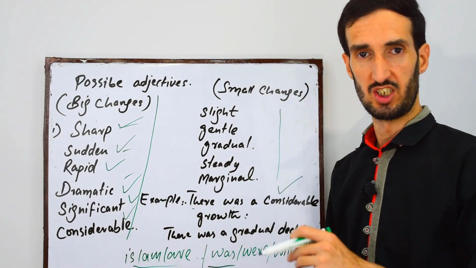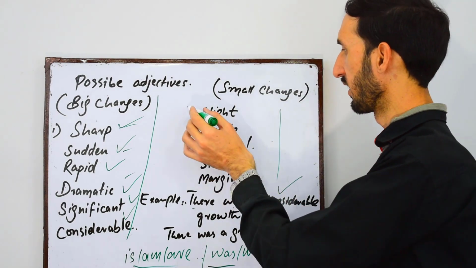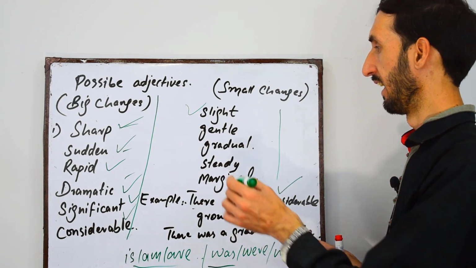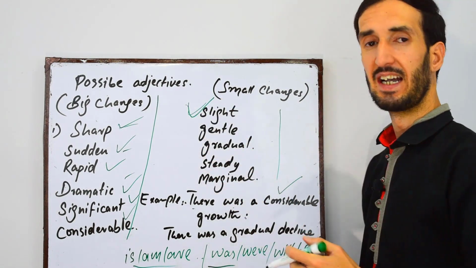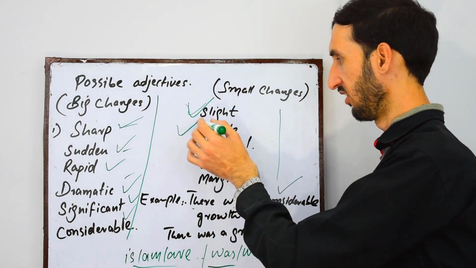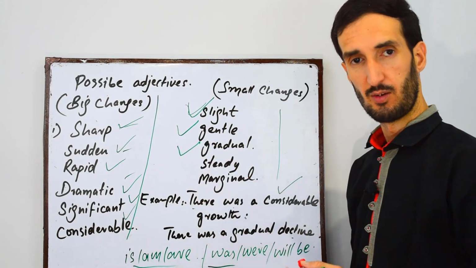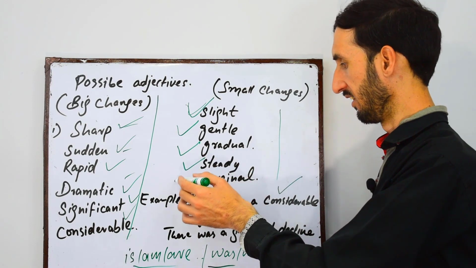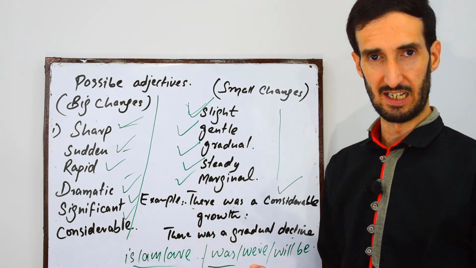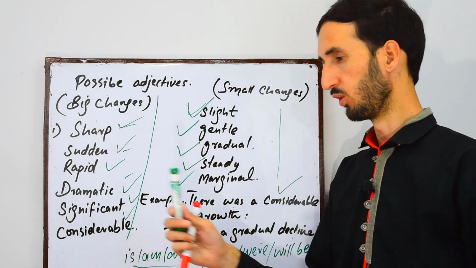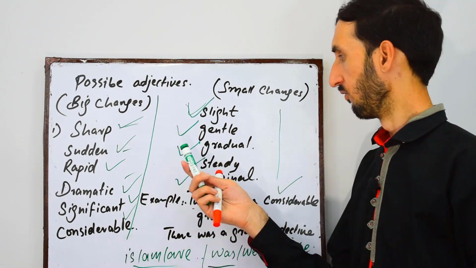You have small changes, right? Then you can say there was a gradual decline, or there was a slight decline, or there was a gentle decline, right? Or there was a steady, or there was a marginal decline. So for the small changes, you use these words. For the big, you use these words. So here we learn to use them as adjectives, right?